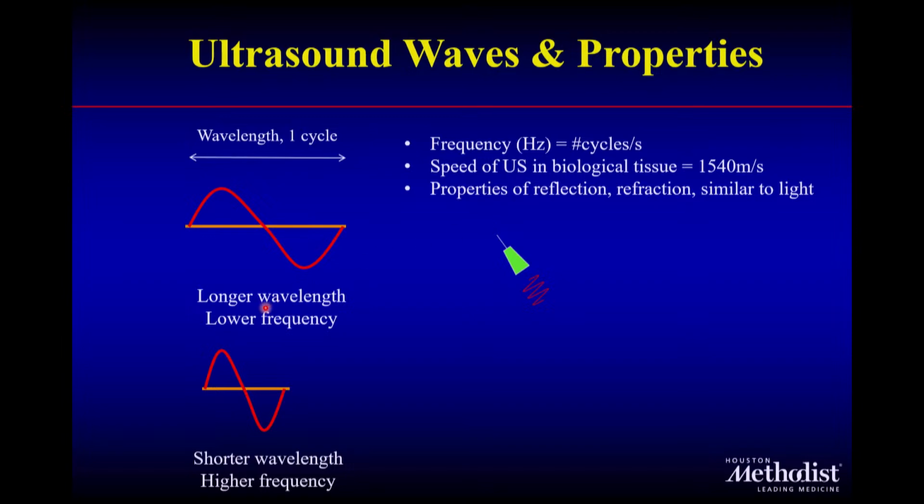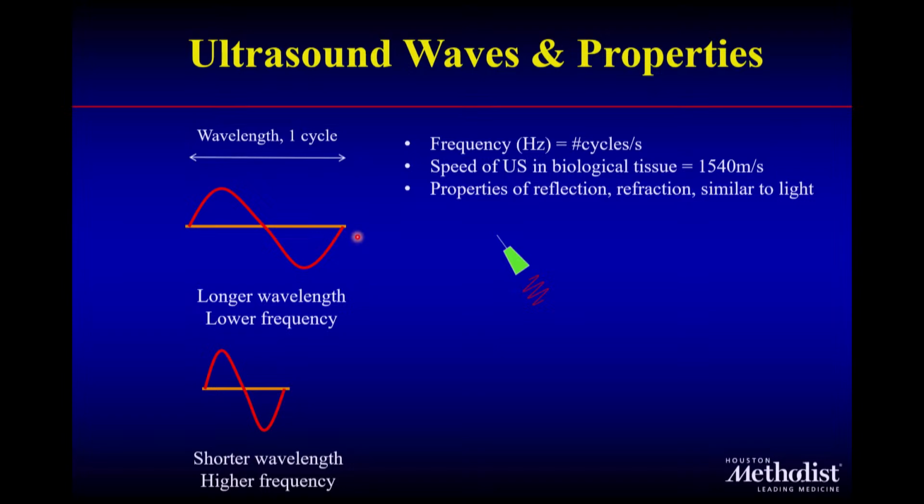Okay? So you have a higher frequency if the wavelength is much smaller. You have a lower frequency if the wavelength is much longer, just because of the equation of frequency in relation to the number of cycles.